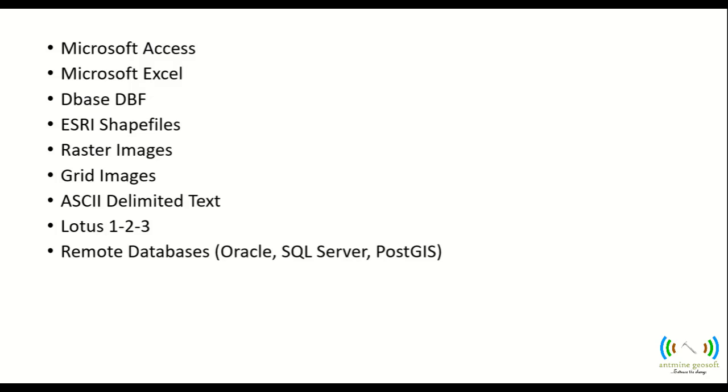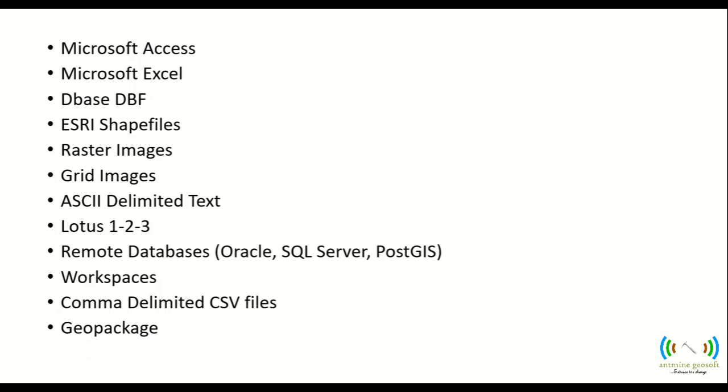And then when you have remote databases also, it can be used in MapInfo Pro. That is Oracle, SQL Server, and PostGIS. It can also be used. And workspaces. If you have any workspace that you are working in, whether in AutoCAD, if and only if it's a workspace, it can be brought into MapInfo Pro and be used. And then we have comma delimited CSV files that can also be used in MapInfo Pro. And then geo packages. And when you have a .tab file already, which MapInfo Pro uses, you can also bring that file into MapInfo Pro and use it.